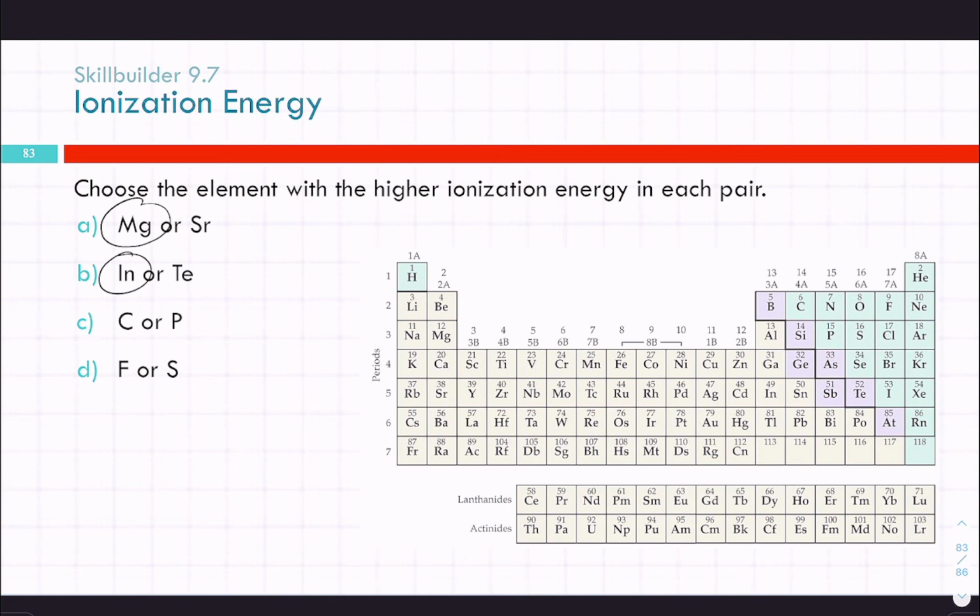And then for carbon or phosphorus, phosphorus is going to have the higher ionization energy because it's closer to being a noble gas. So whereas adding layers is more important for atomic size, for ionization energy being closer to a noble gas is more important. You're closer to being that noble gas configuration. So in every way, it's the opposite of atomic size. So fluorine or sulfur? It's fluorine.